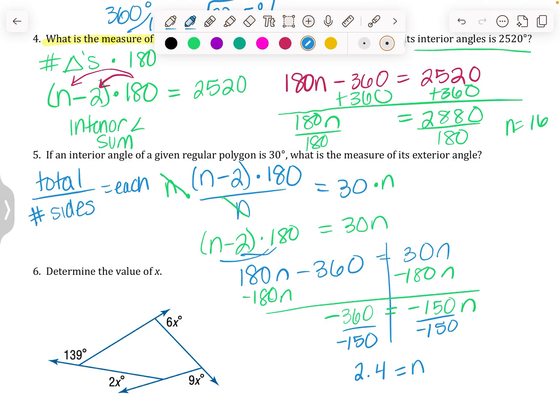180n minus 360 is 30n. I'm not sure what we did wrong here, but I'm going to have to look back on it. Maybe this needs to be changed. I don't know, I'll have to come back to it. But this is how you do it.